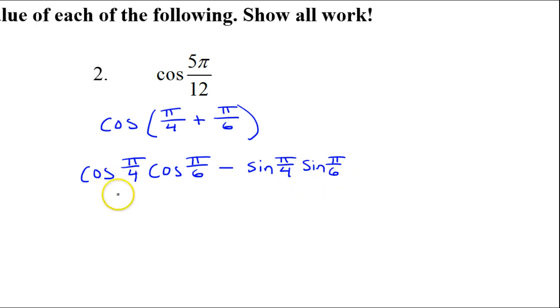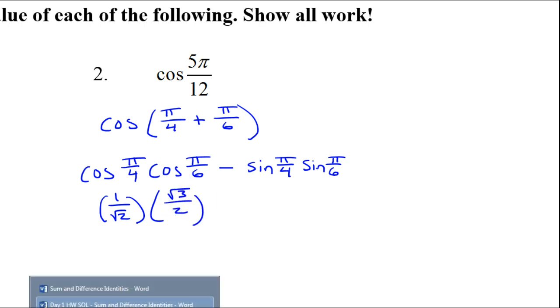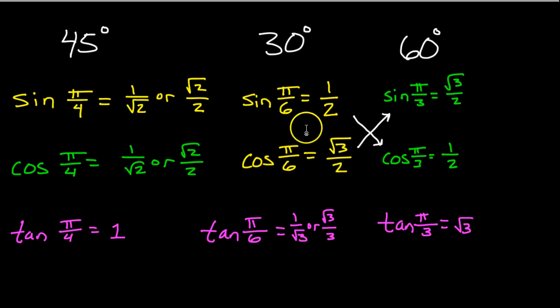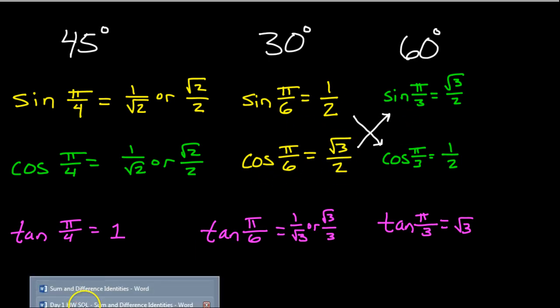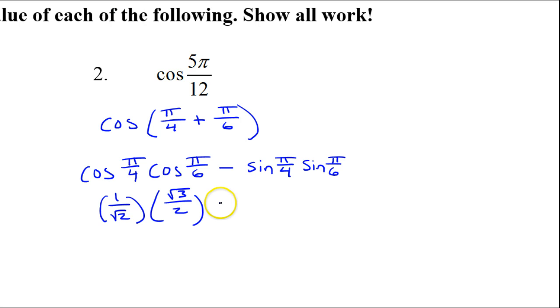Each of these are things that we can evaluate individually. Cosine of pi over 4, we have memorized that that is 1 over radical 2. Cosine of pi over 6, we know that that is radical 3 over 2. Okay, these are facts from the chart that we have memorized. All right, similarly, the sine of pi over 4 we have memorized is 1 over radical 2. And the sine of pi over 6 we know to be 1 half.